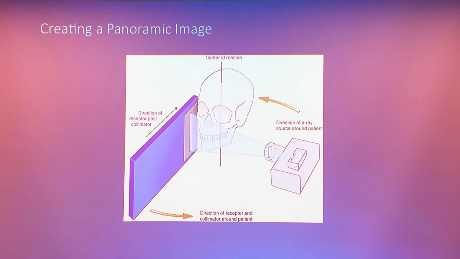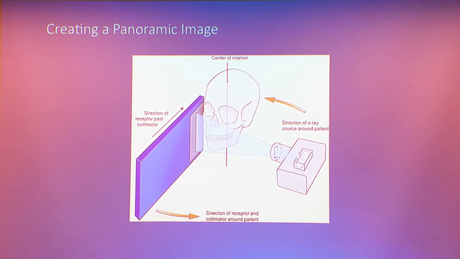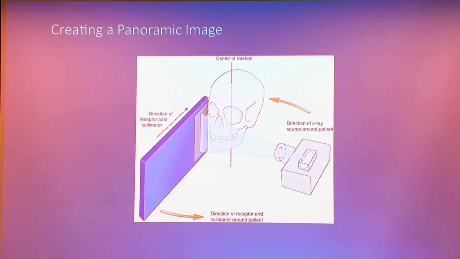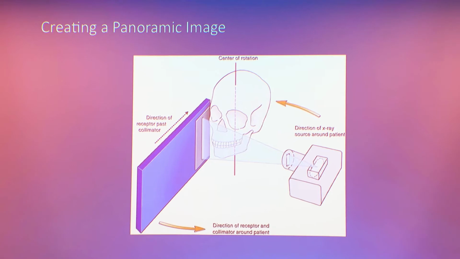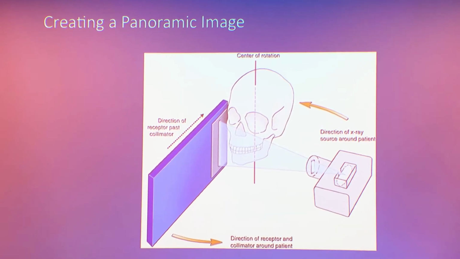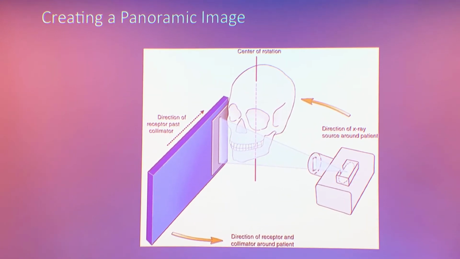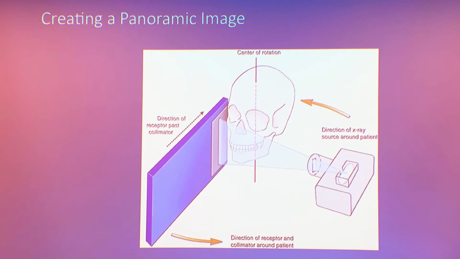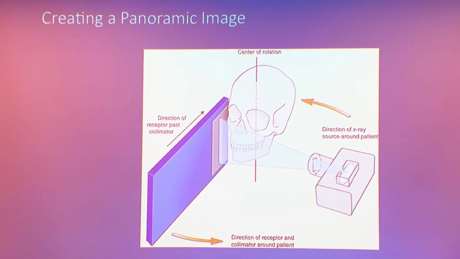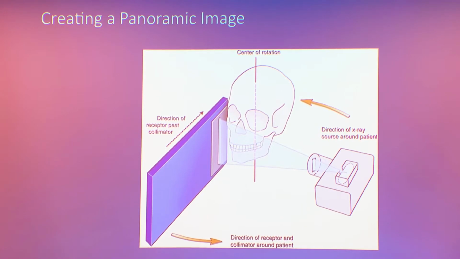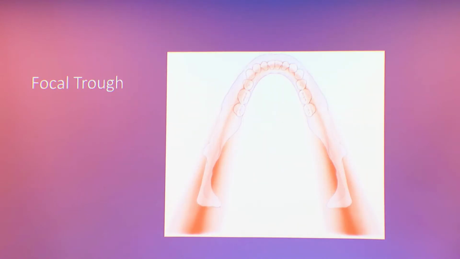Okay, so on to the good stuff. Keep in mind the geometry of how the panoramic images are taken. The sensor, the receptor, is on one side, the machine is on the other, and it rotates around. So there's going to be a lot of anatomy that is in the way of the primary image. And that's what we have to try to figure out.